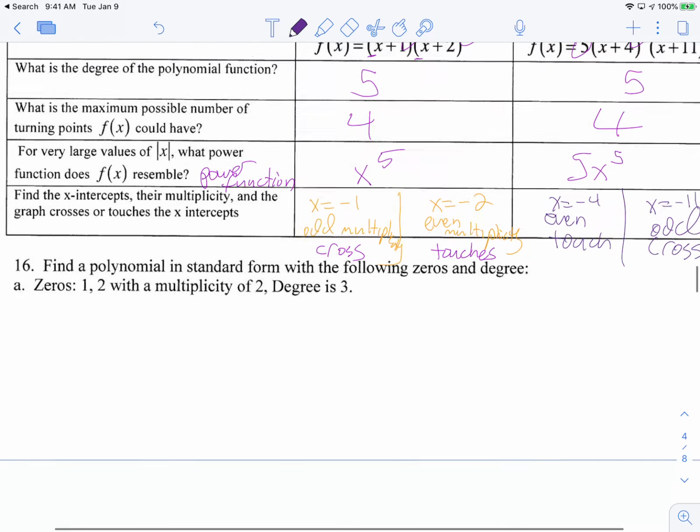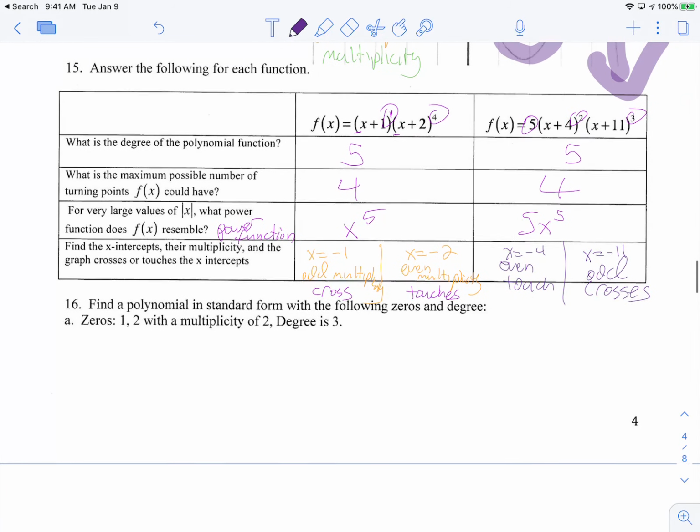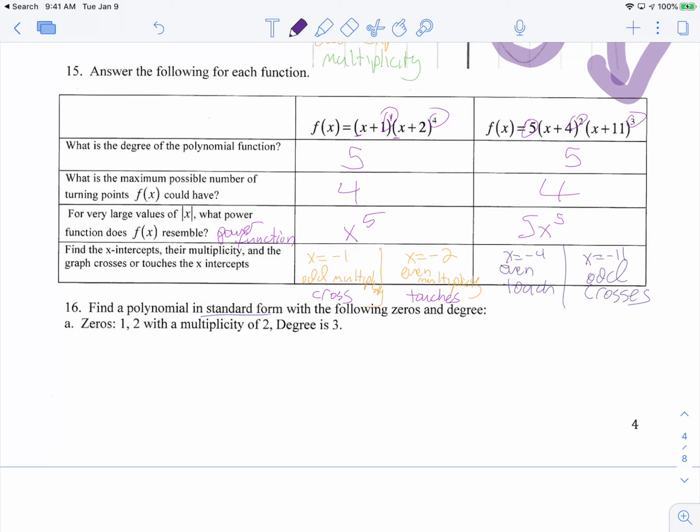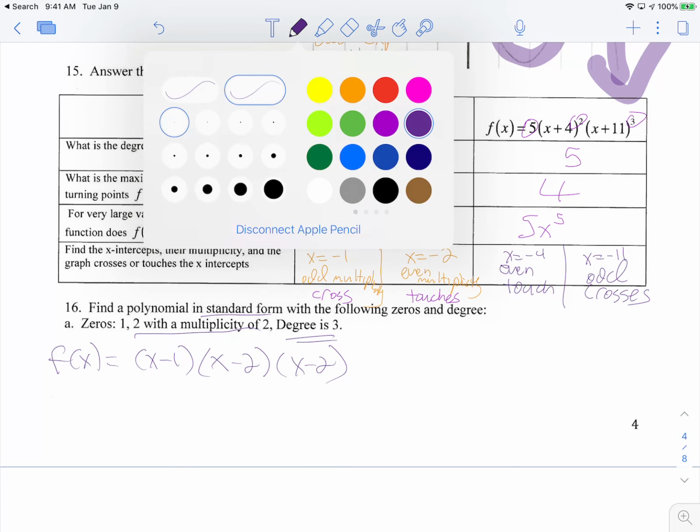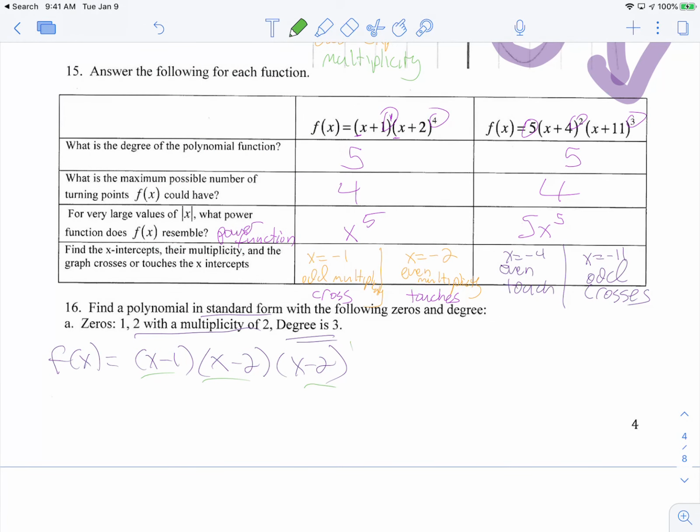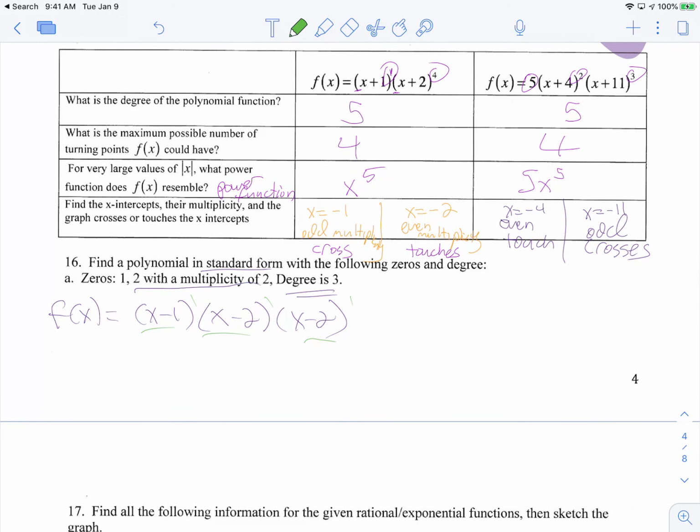Okay, and the last one for this video: find a polynomial in standard form with the following zeros and degree. The zeros are 1 and 2 with a multiplicity of 2, and the degree is 3. It's great they said that because this has a multiplicity of 2. We have our factored form. So our factored form is (x minus 1)(x minus 2)(x minus 2). And since the degree is 3, we know that we have them all covered because if you add this together, 1 plus 1 plus 1 is 3. So now it's a matter of multiplying it out.